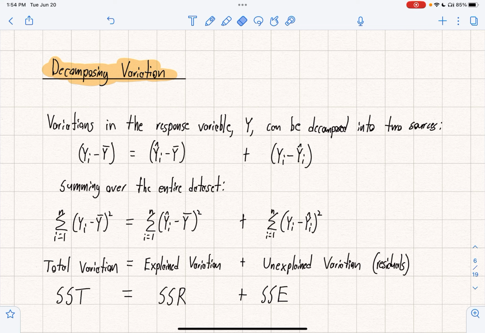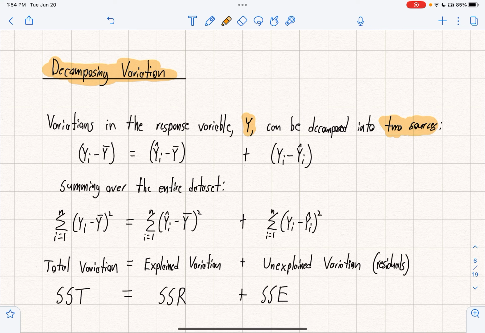So variation. We have this y variable, our dependent variable, and it's going to vary. And recall that we have variance and standard deviation as measures for variation in a data set. So we're talking about a response variable, our response variable y. Let's talk about y. We can decompose its total variation into two sources.